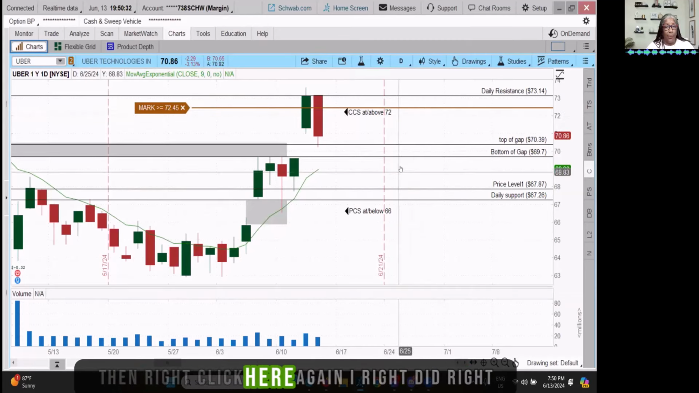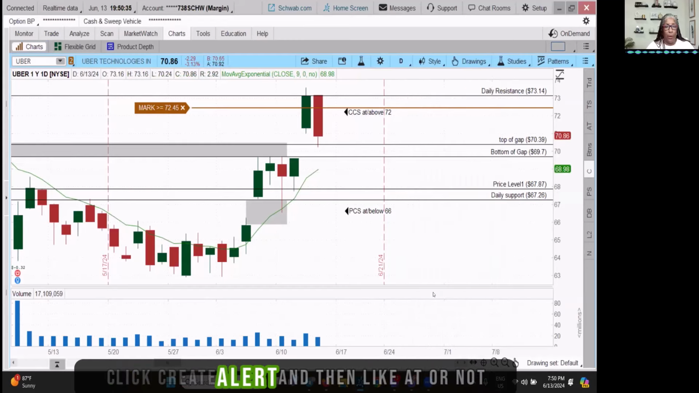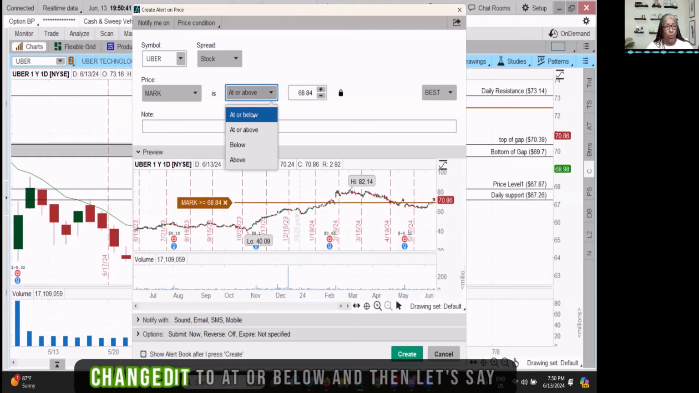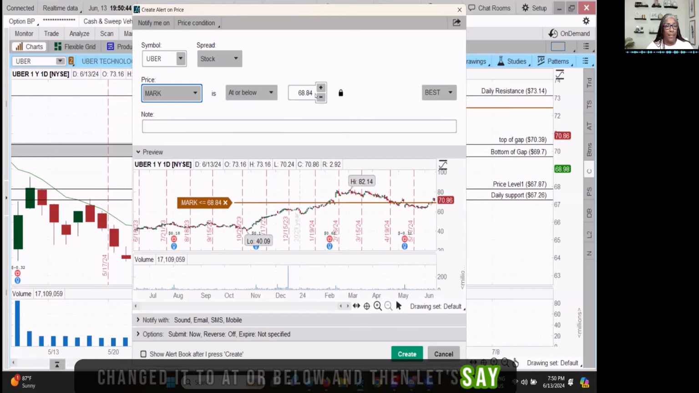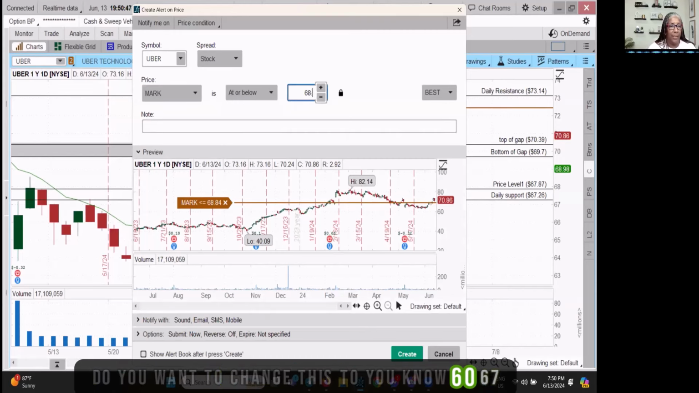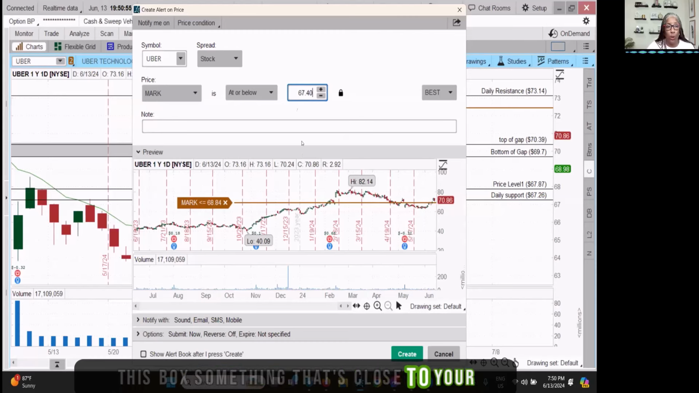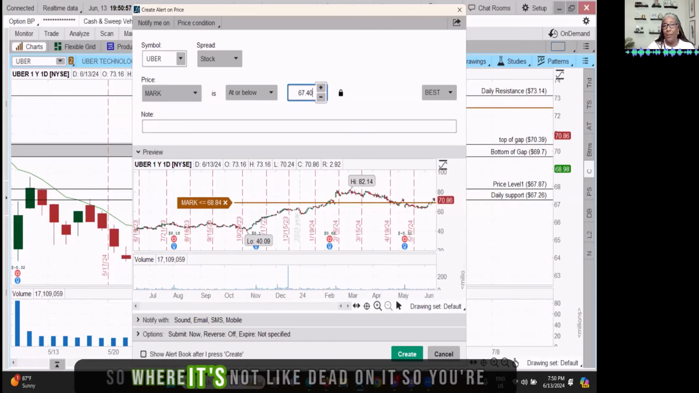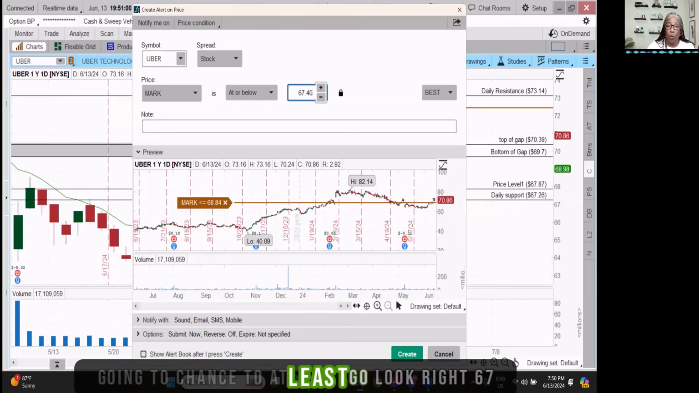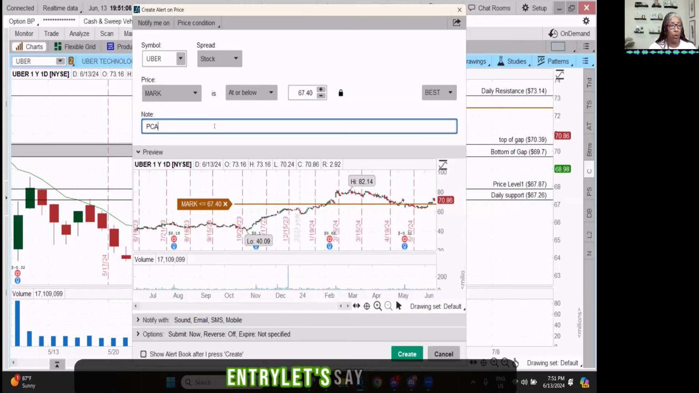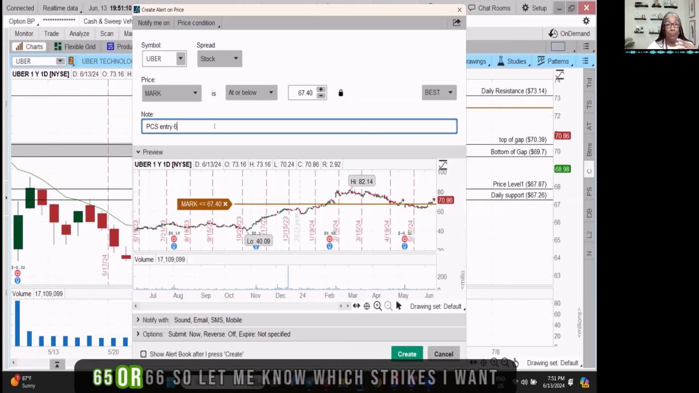So then right click here again. I did a right click, create alert. And I changed this right here where it says at or above, I changed it to at or below. And let's say you change this to 67.40. Wherever it's near your support area, that's what you want to put in this box, something close to your support. But you want it to be close enough to where it's not dead on it, so you get a chance to at least go look. 67.40, and then I put in here put credit spread entry, let's say 65 or 66. So it's letting me know which strikes I want to look at.